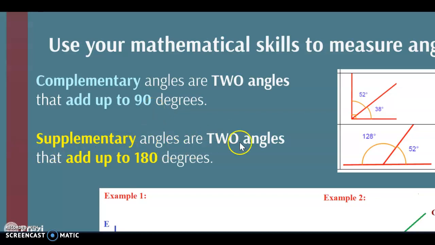Supplementary angles are two angles that add up to 180 degrees. 128 degrees and 52 degrees are supplementary because when you add them, you get a straight angle, or 180 degrees.